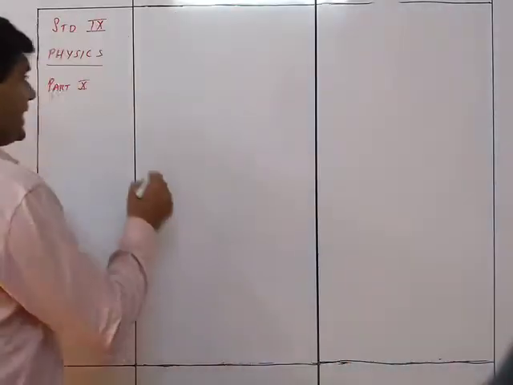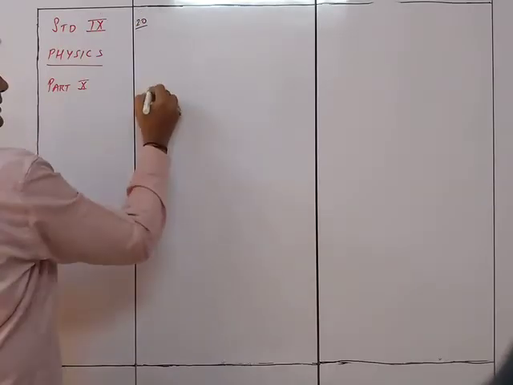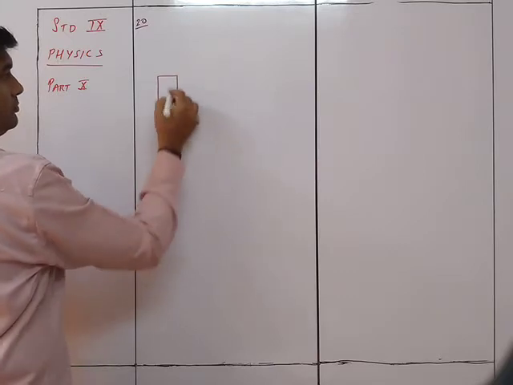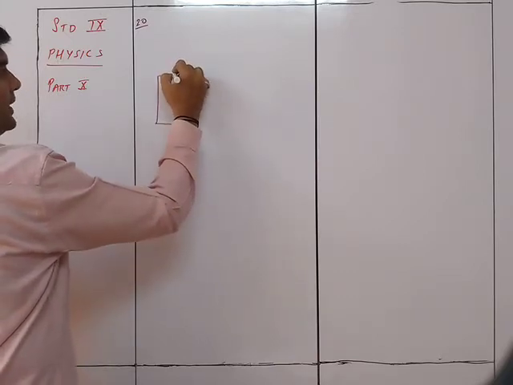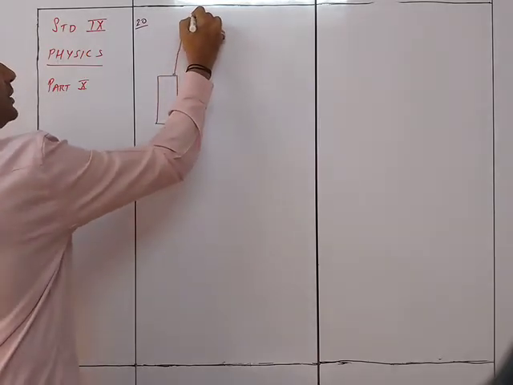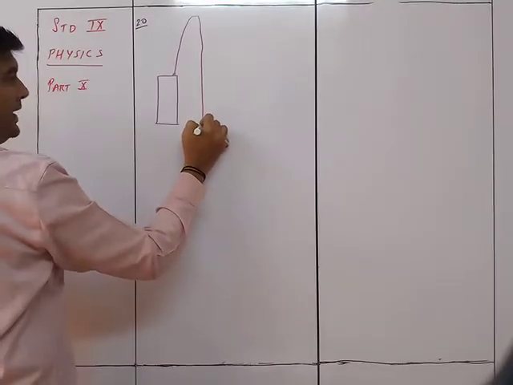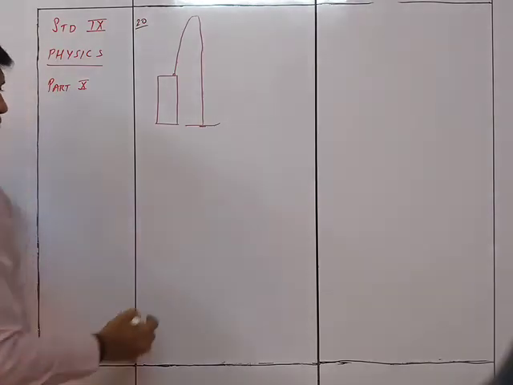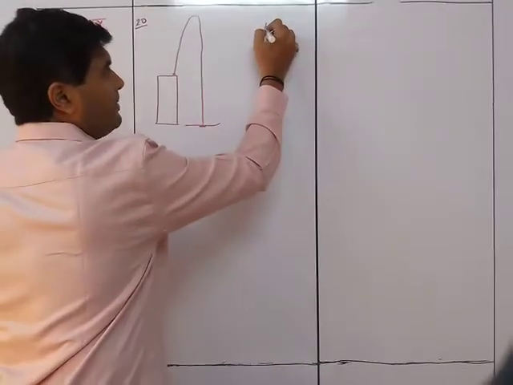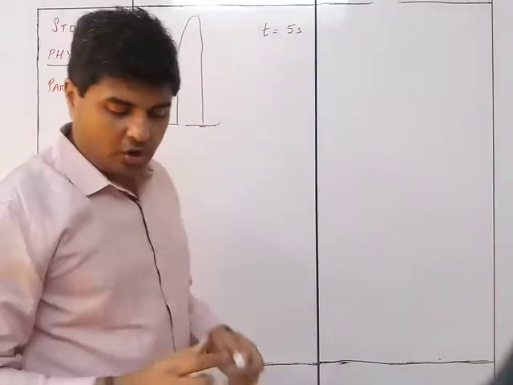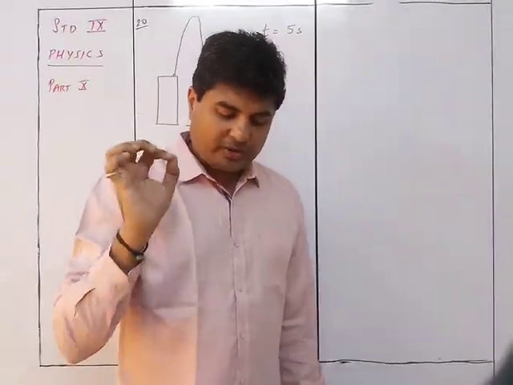It is this way that there is a tower. A ball is thrown vertically upwards, and then this ball is going to travel down and reach the ground. The total time taken to do this is 5 seconds. So, a ball thrown vertically upwards from the top of a tower.